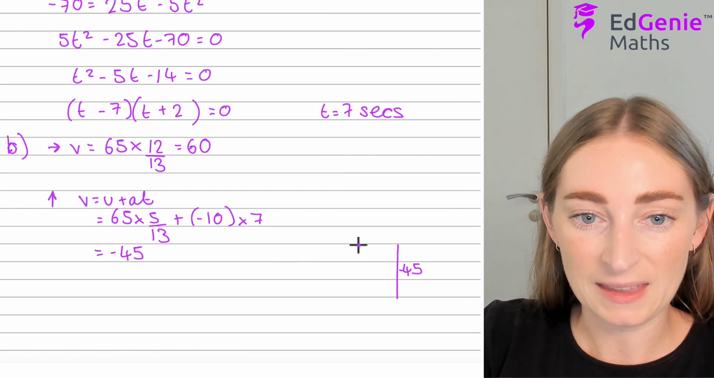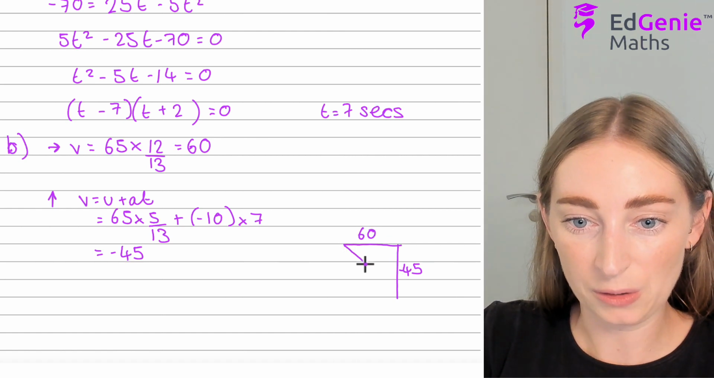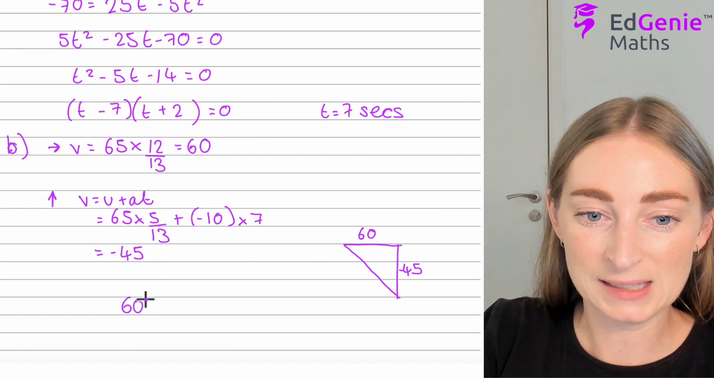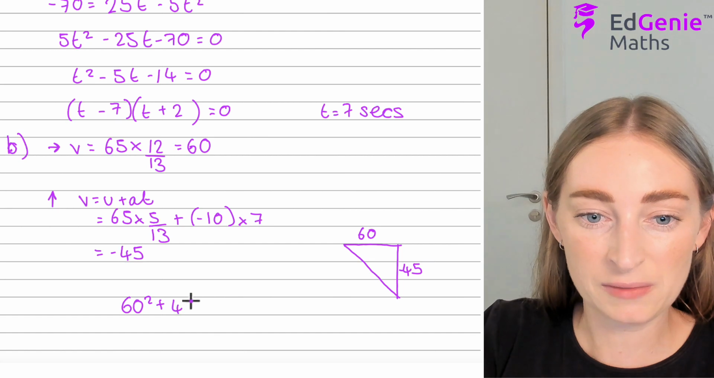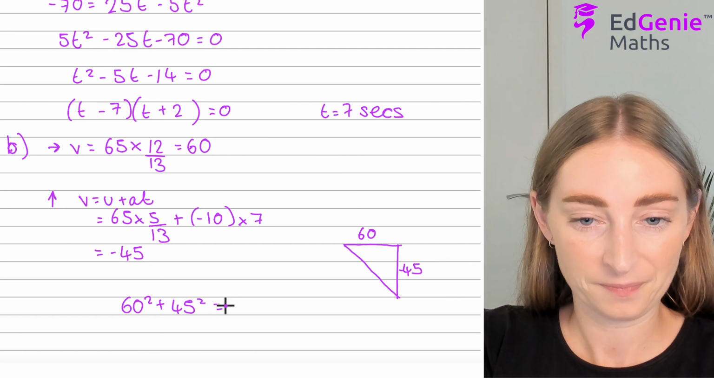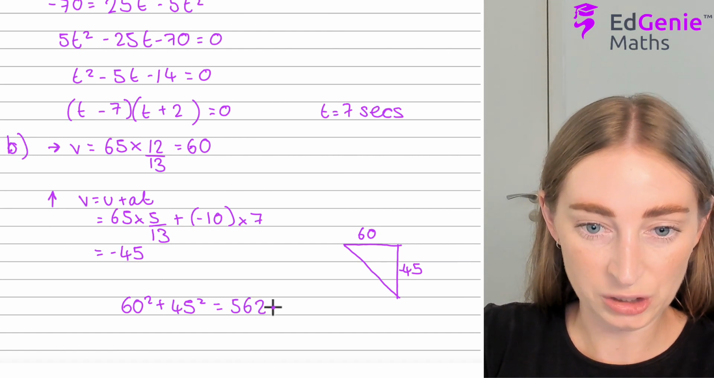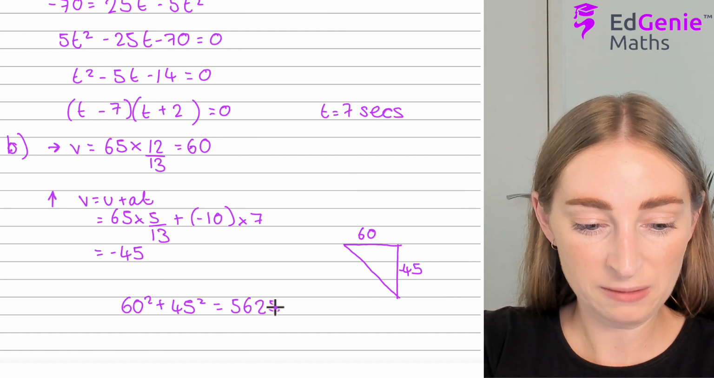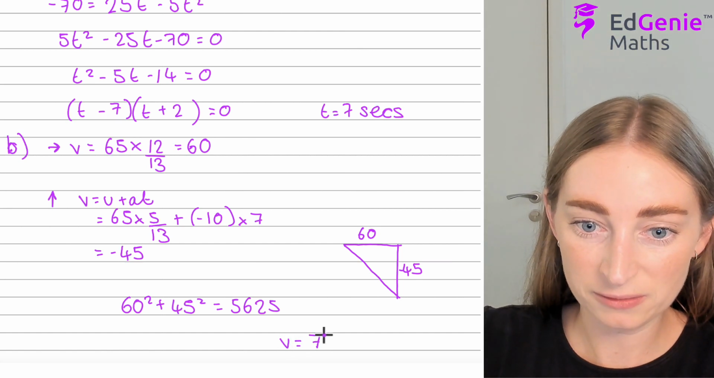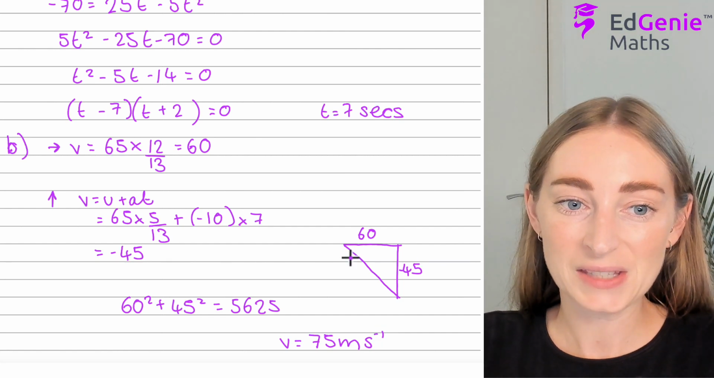In this direction we have a speed of 60. So we can work out this one by doing Pythagoras. So we're going to do 60 squared plus 45 squared. Don't worry about the negative because we're squaring it anyway. That is 5,625. Square root that, and we're going to get 75. So that was part B.